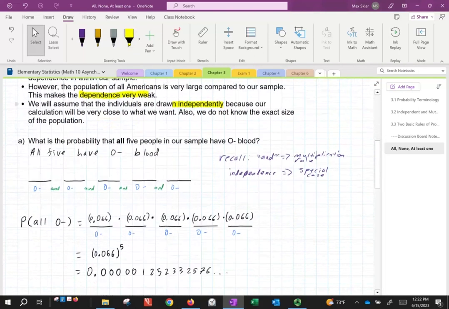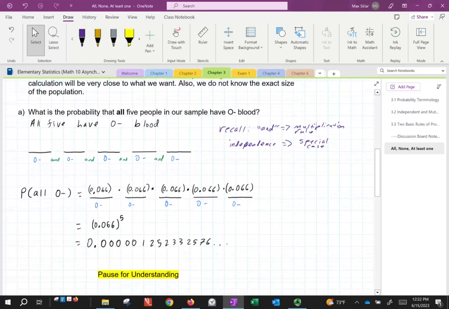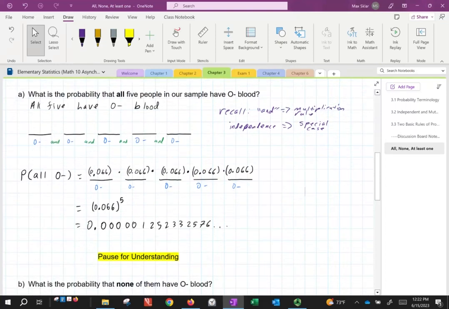So let's look at the first problem. What is the probability that all 5 of the people in our sample have O negative type blood? What I'm thinking about here is, as I select my sample, I can create these little lines, these boxes, to put each person in. So here's where the first person is going to go, then the second person will stand over here, and the third, and so on, in these slots.